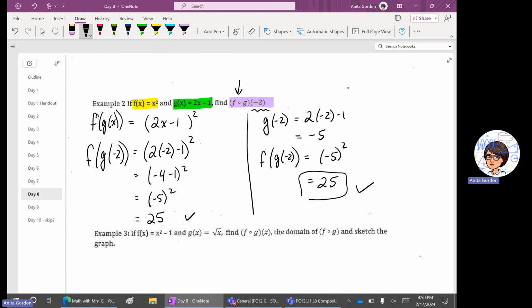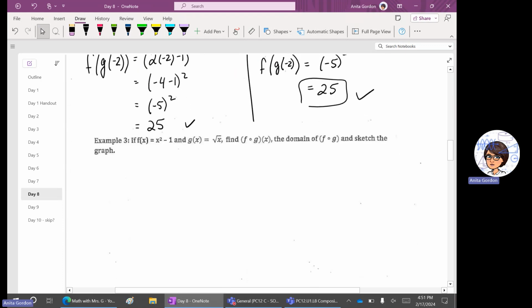Sometimes this method is easier because you're just dealing with one function at a time, and you're going to find the number, put it in the next one, find the number, put it in the next one for however many compositions you have. And if you have pretty simple equations, like this was a pretty simple example, you could do it this way as well, and both of them will give you the same answer. Just sometimes one is easier than the other, so use your judgment there.